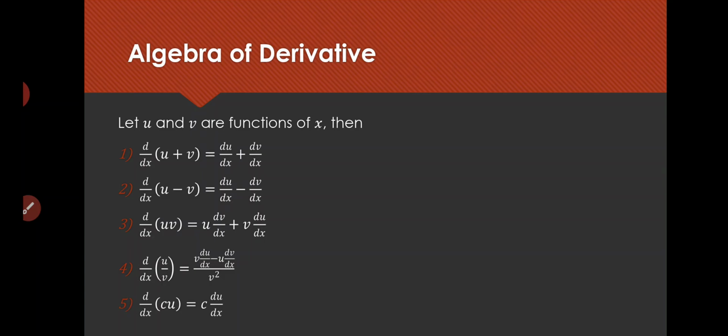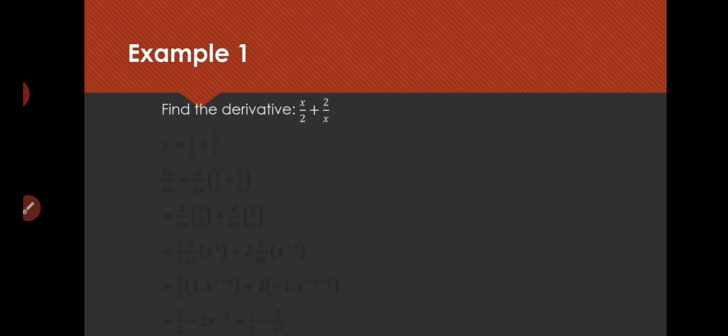And finally we have the derivative of a constant times a function. So what happens? The constant comes outside the derivative and you only have the derivative of the function. Fine. That's it. Now all we need to do is take up problems and solve.